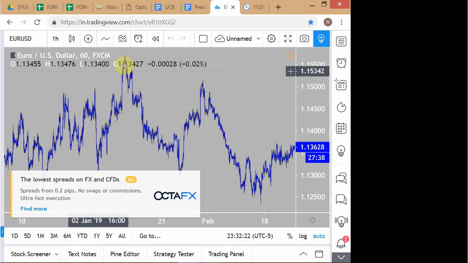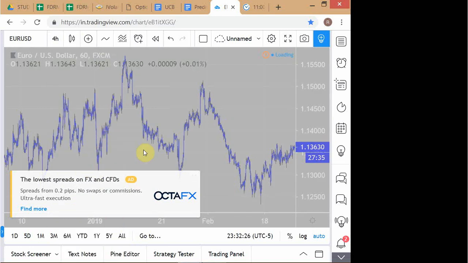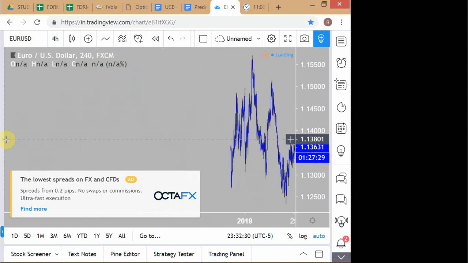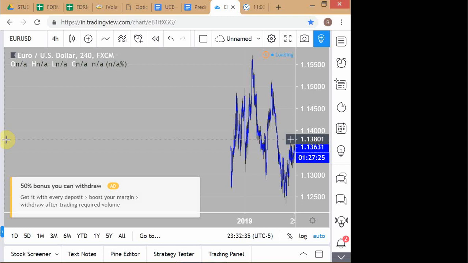Up to here, if I make this 4 hours, you can see other kinds of changes in the distribution. Essentially, it's good to have a layman's, loose, non-mathematical understanding of non-stationarity.